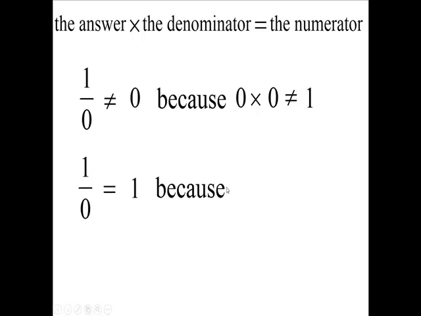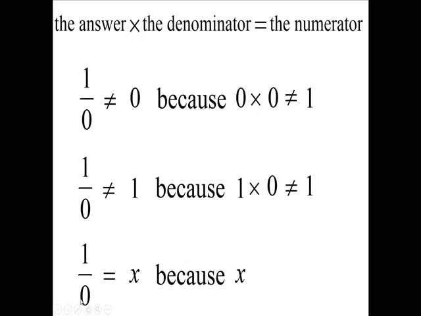Because the answer, let's test it out. 1 times the denominator, well, 1 times 0 is not 1. 1 times 0 is 0. Well, then this isn't true. Well, then you're going to say, well, it's going to be an unknown. We're going to solve it for x. So let's see what happens. Is this true first? Is the answer times the denominator? No, it doesn't equal 1, does it? We have a property that says x times 0 is 0. So this isn't even true.